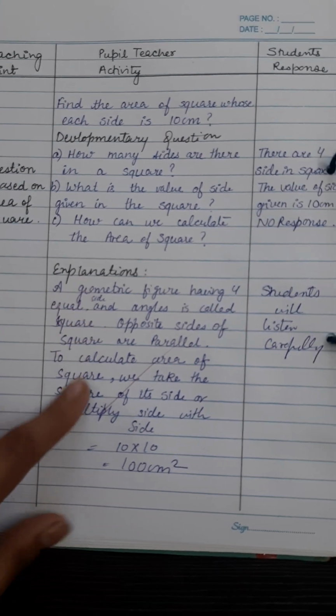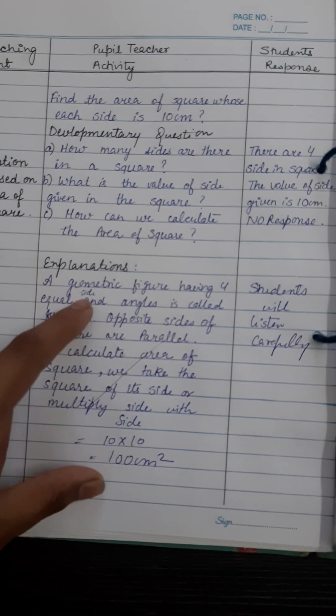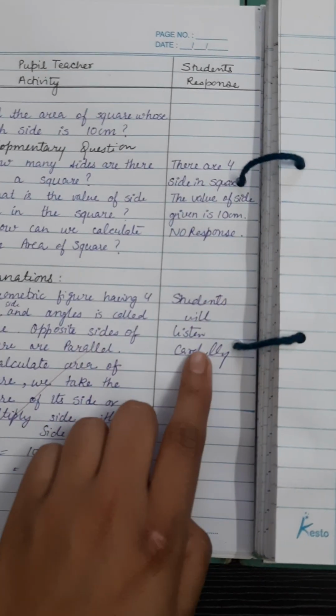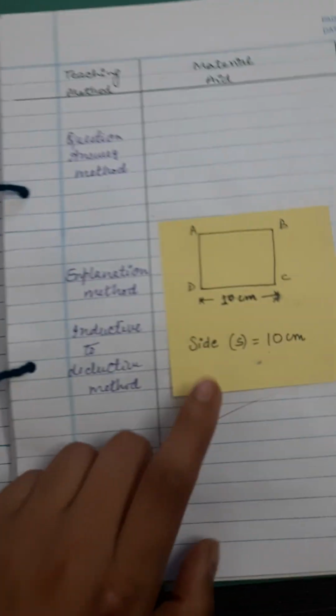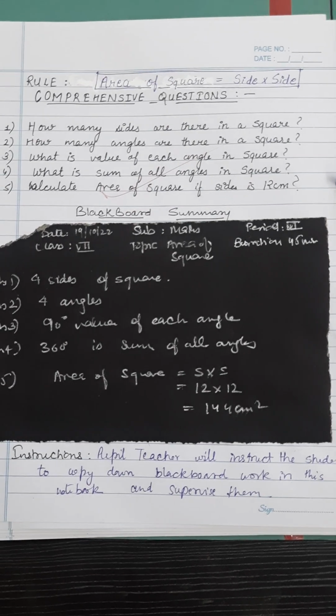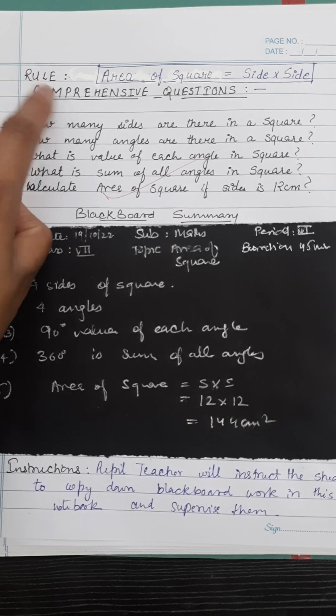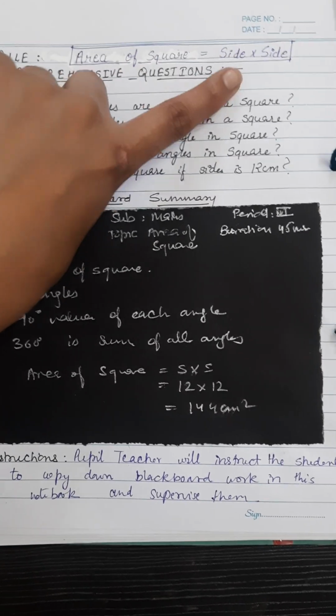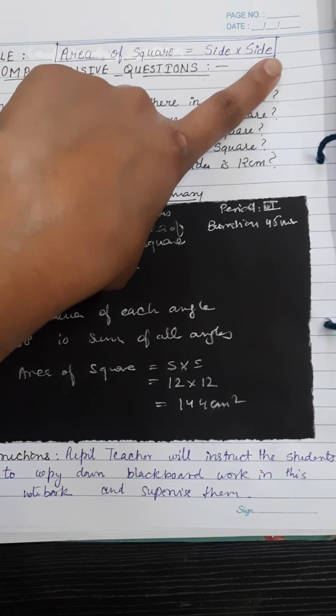After that you will explain them about the teaching point. The students will listen here, and this is the material aid, and this is the blackboard work. So basically the rule that we have used in this lesson plan is area of square, that is side into side, that is s square.